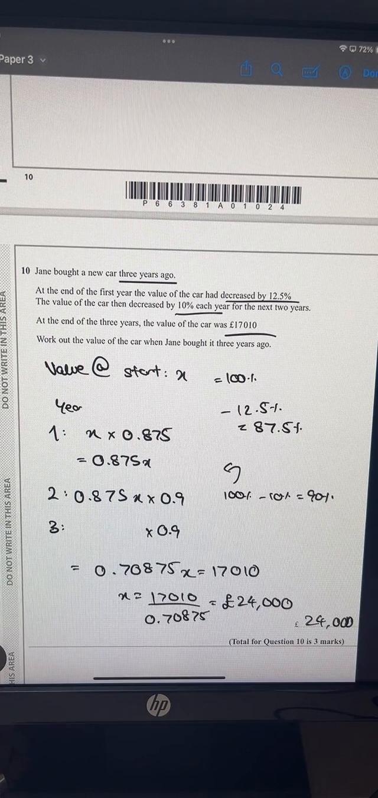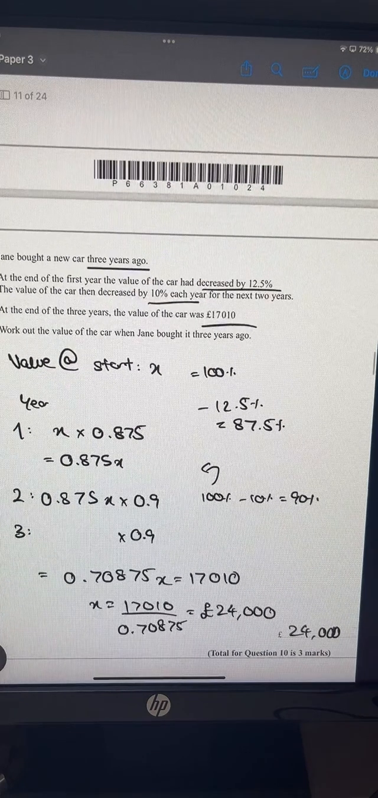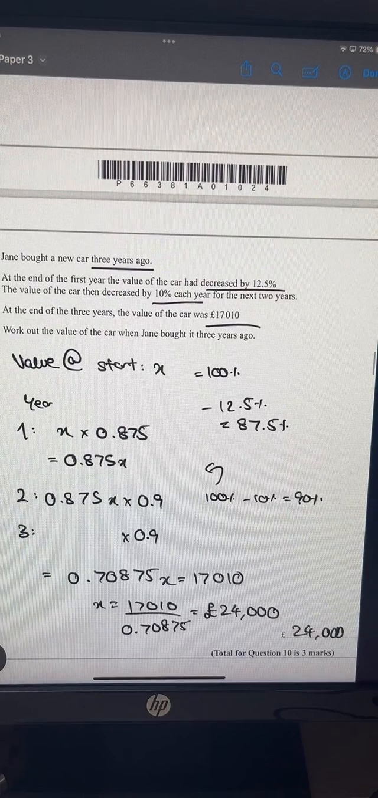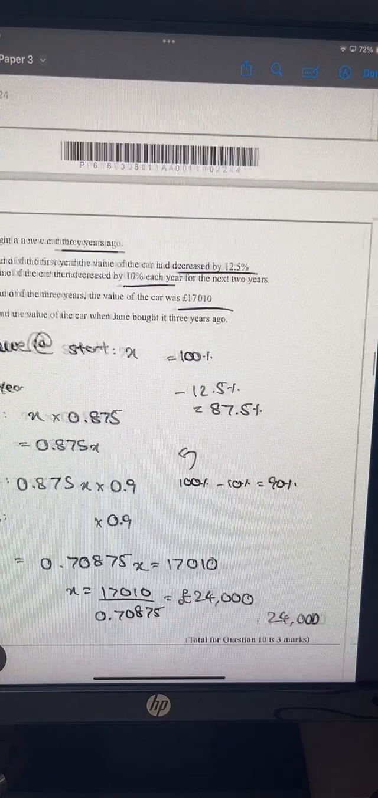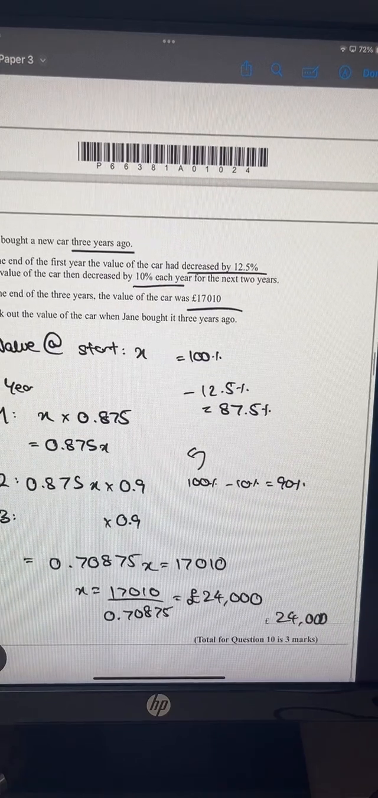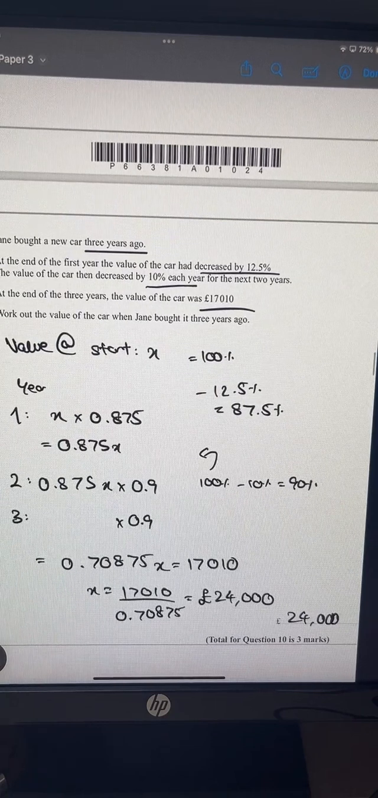Then you need to see what topic the question is asking. So this one, we can see we're talking about percentages, right? And depreciation, right? So the topic would be percentages. Get your head in the mind frame of percentages then, yeah? So think, what do I know about percentages? How can I apply that here? And just do it like that.